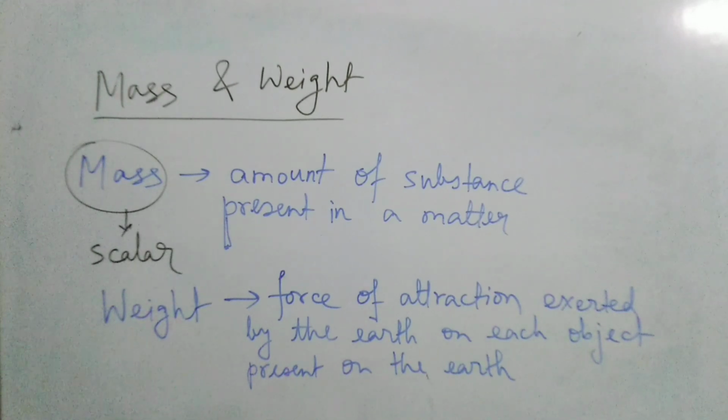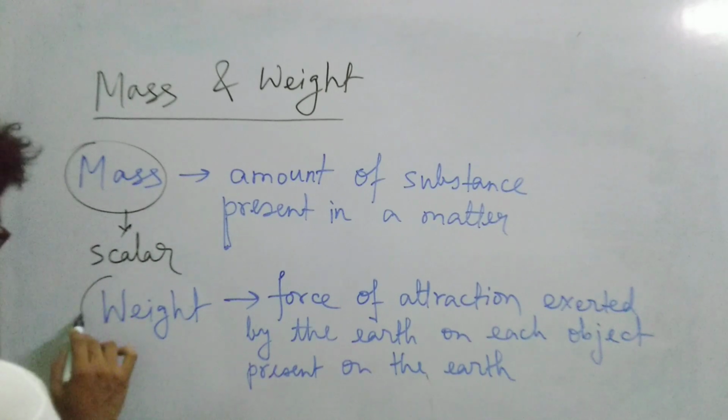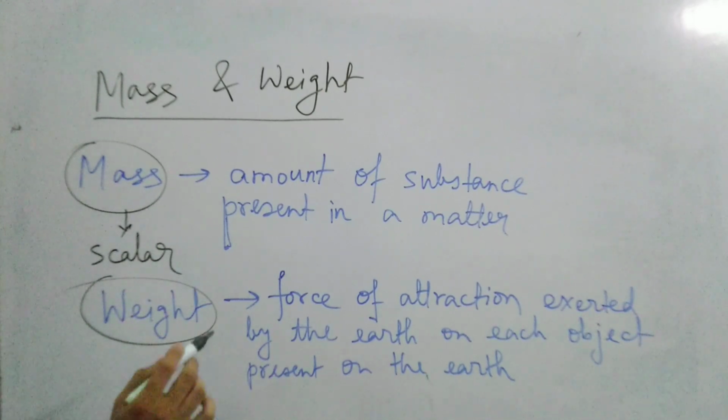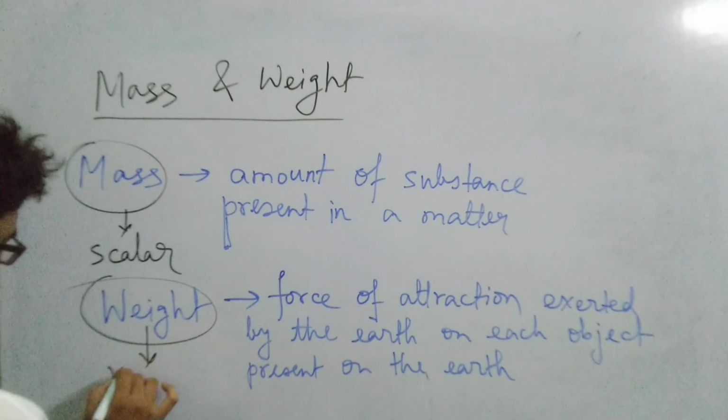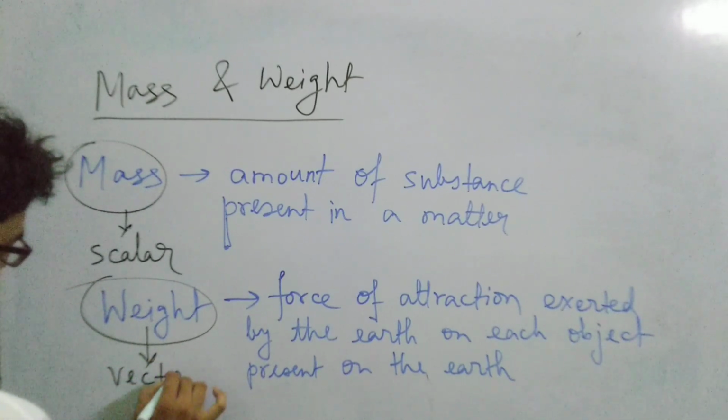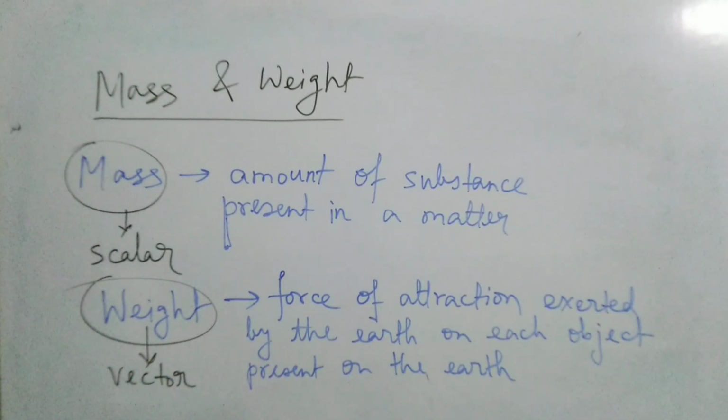Now see, when we say that the force of attraction is exerted by the earth, it is actually in a particular direction. Yes, definitely in a particular direction, and that force of attraction is towards the center of the earth. So this weight is definitely a vector quantity, as it has a definite direction. So it is a vector quantity. You must remember that weight is a vector quantity.